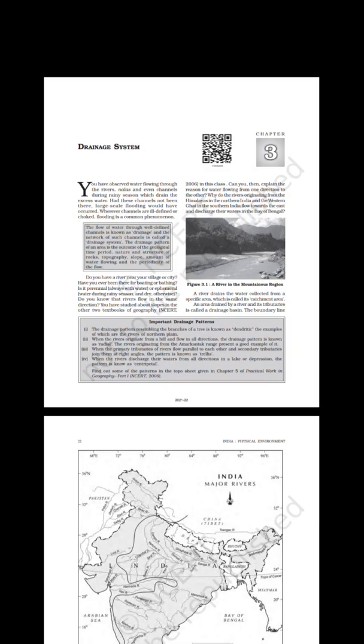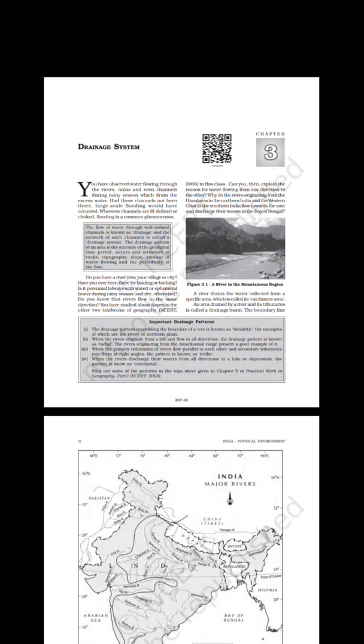You have studied about slopes in the other two textbooks of geography, NCERT 2006, in this class. Can you then explain the reason for water flowing from one direction to the other? Why do the rivers originating from the Himalayas in northern India and the Western Ghats in southern India flow towards the east and discharge their waters in the Bay of Bengal?